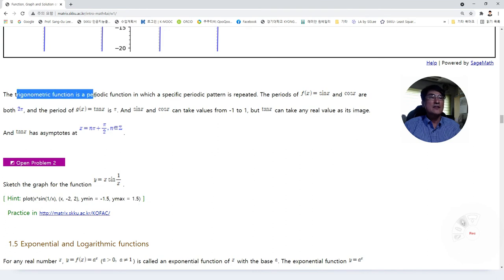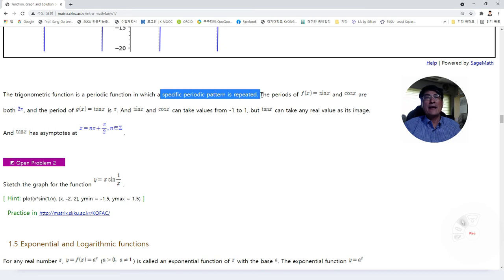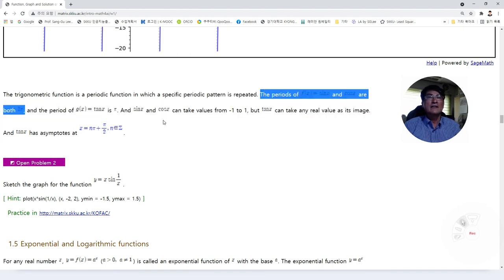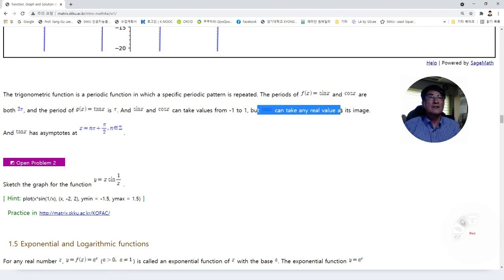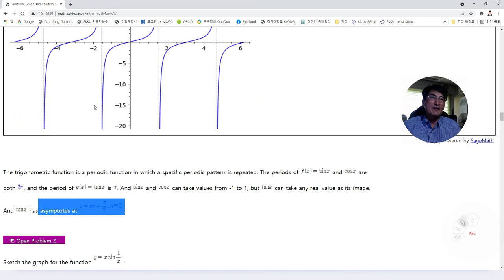Since this trigonometric function is a periodic function, the specific periodic pattern is repeated, as you see here. Sine and cosine have period 2 pi, but tangent has period pi. Since it's a periodic function, the asymptotic lines for the tangent function can be found as n pi plus pi over 2 for each integer n. There are many asymptotic lines.